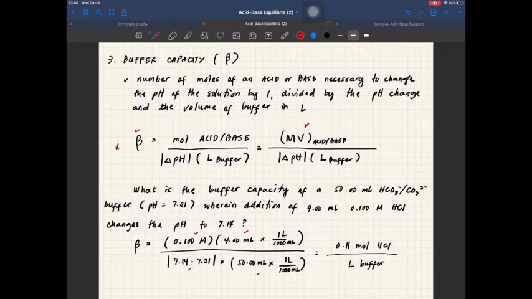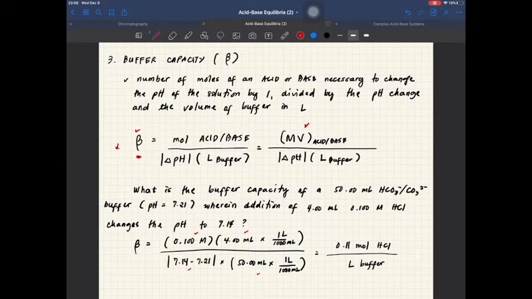Buffer capacity is represented by the Greek letter beta. So beta is equal to the moles of acid or base over the absolute value of the pH change multiplied by the volume of the buffer in liters. Therefore, this can also be evaluated using the formula MV, or molarity times volume of the acid or base, over the absolute value of the pH change multiplied by the volume of the buffer in liters, since moles is also equal to molarity times volume.